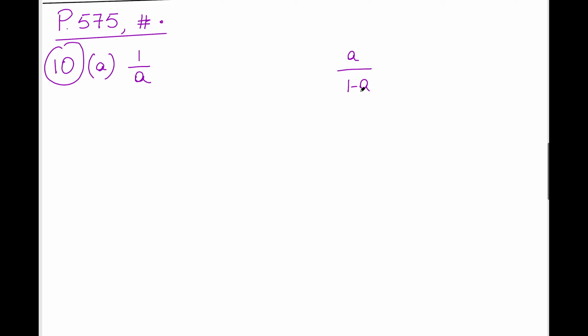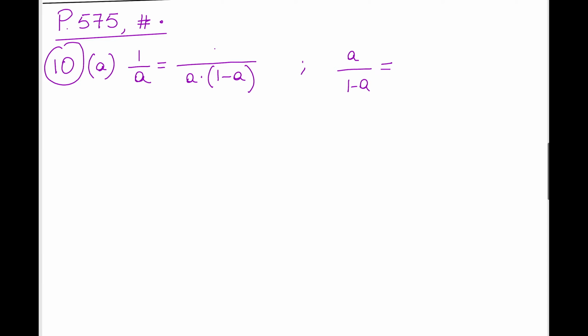Well, between A and 1 minus A, what's the least common denominator? It's the product between the two, right? For example, between 2 and 3, the least common denominator is 2 times 3. So between A and 1 minus A, the least common denominator is A times 1 minus A. Okay, so I'm gonna rewrite each one of them as something over A times 1 minus A.